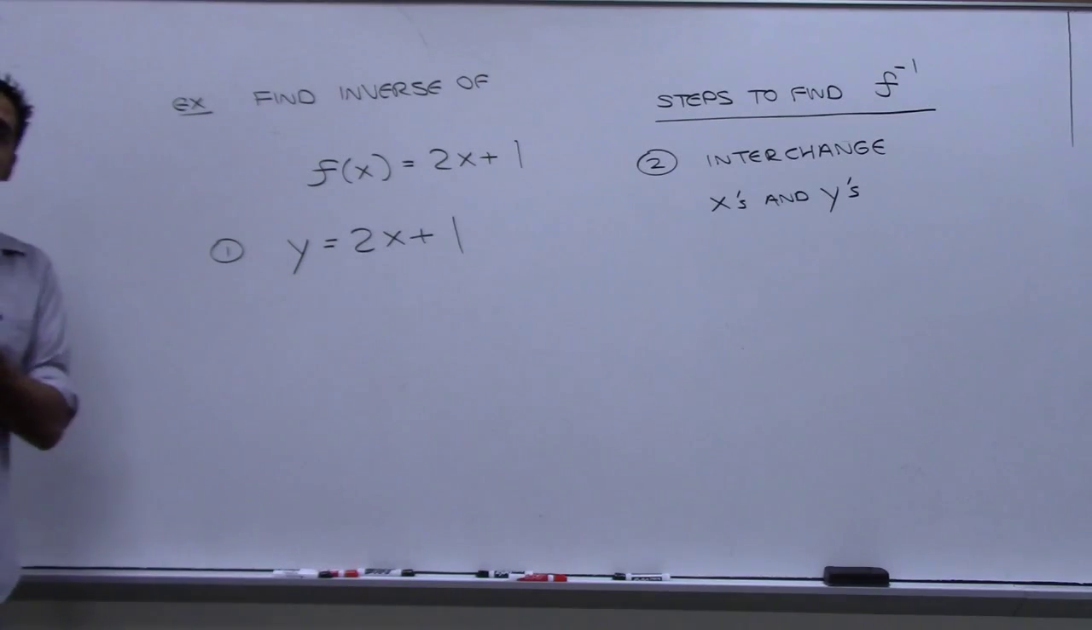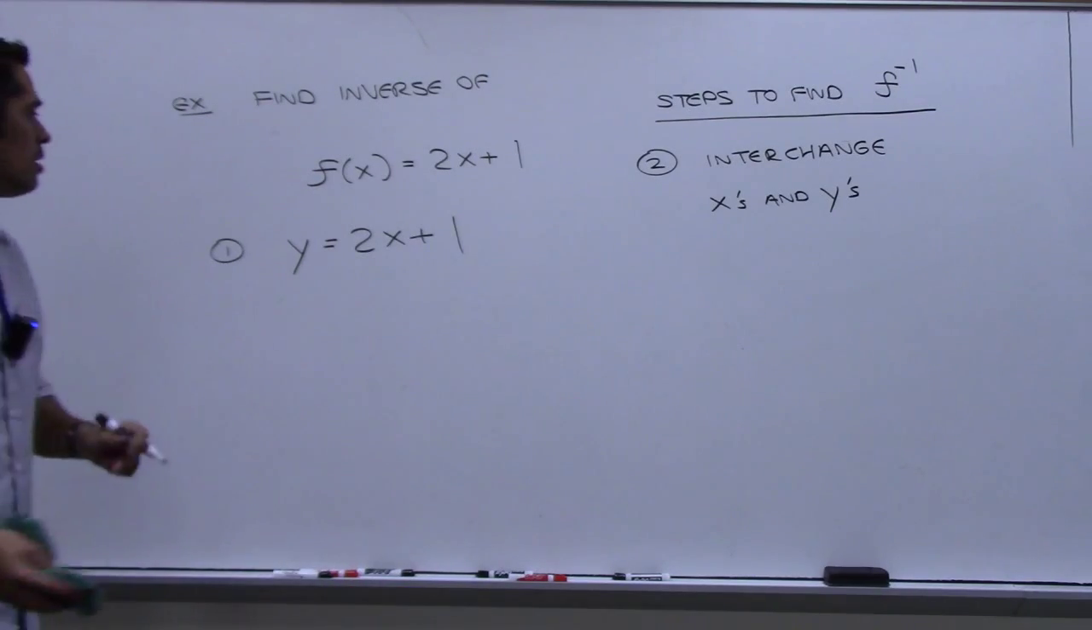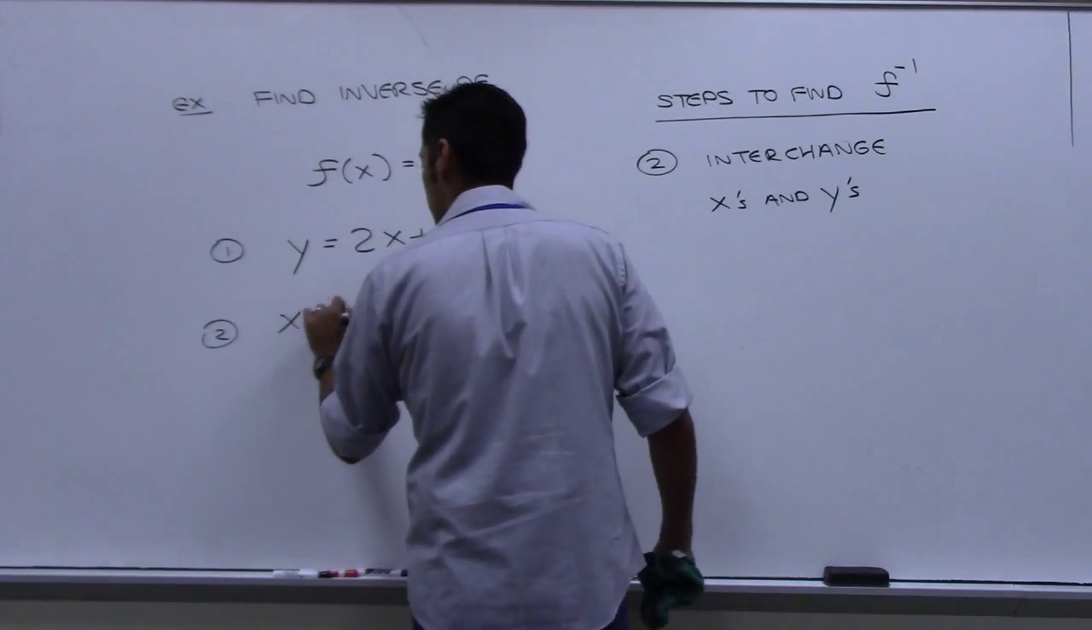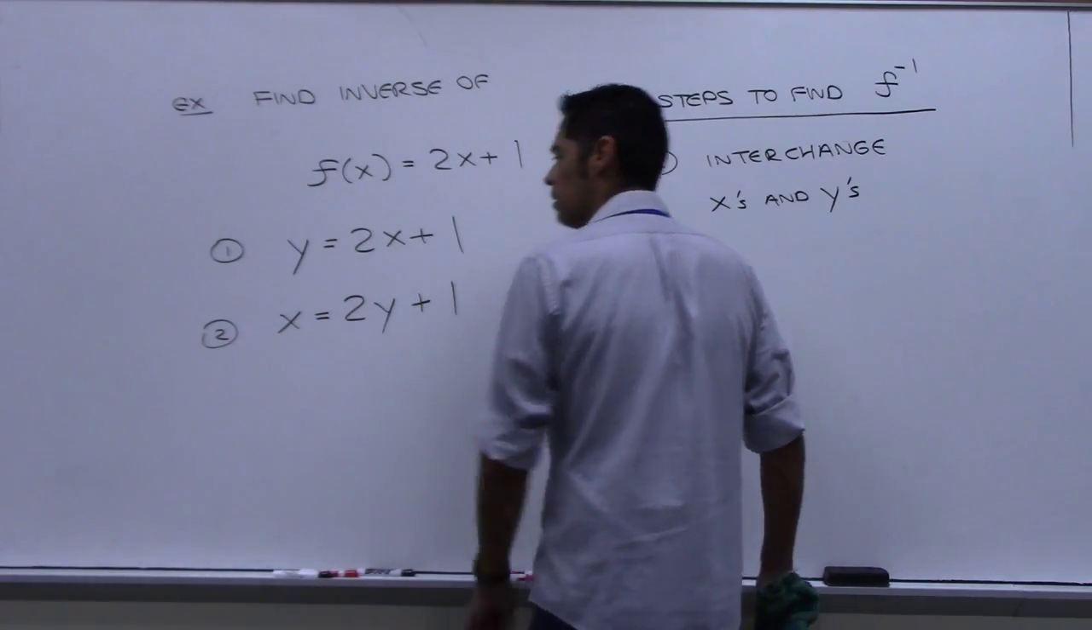You turn all your y's into x's, don't you? So I'm going to just, on step 2, rewrite x equals 2y plus 1.